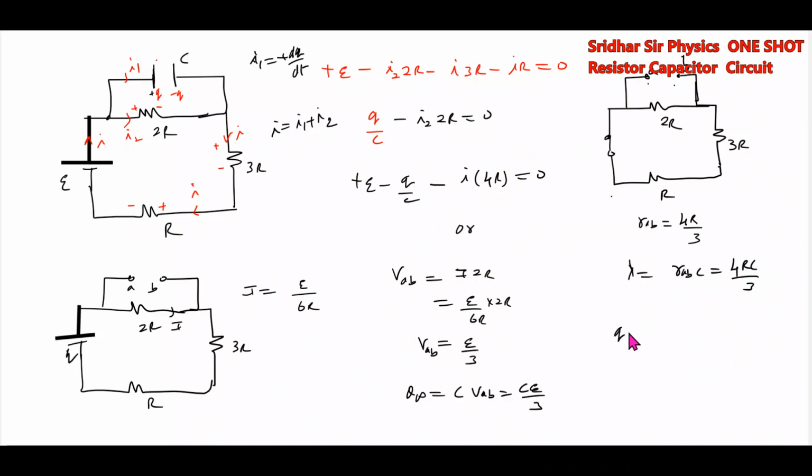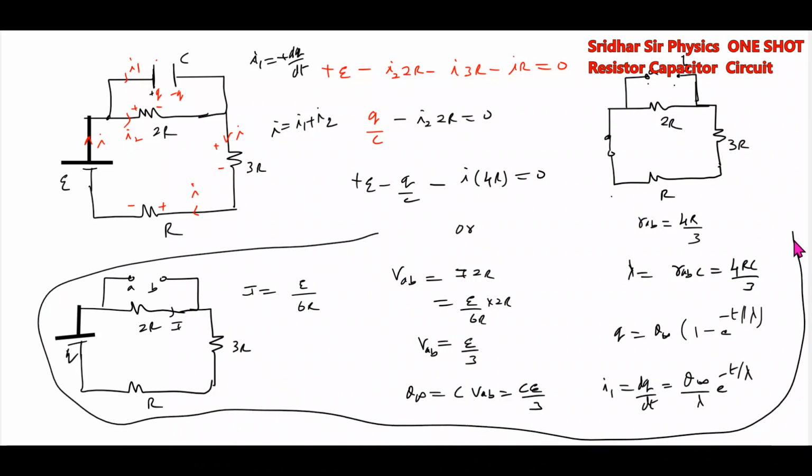Then what is the expression for charge? Charge equals Q infinity into 1 minus e to the power of minus t by lambda. Then differentiating this, we'll get the current I1. You have two approaches. If you're not good in calculus, use one approach; if you know differentiation and integration, use this one. Or this is by the steady state approach.